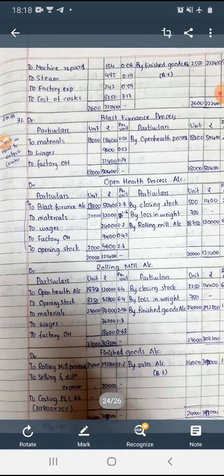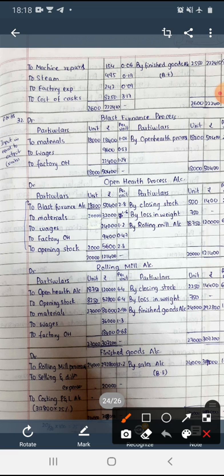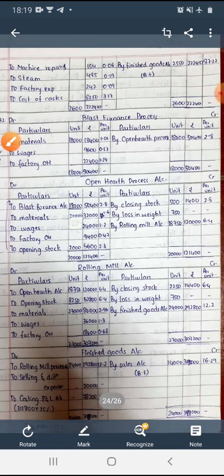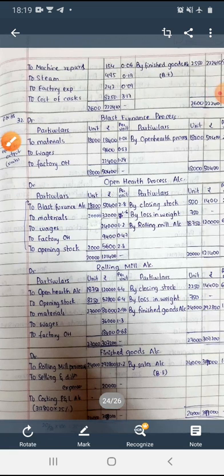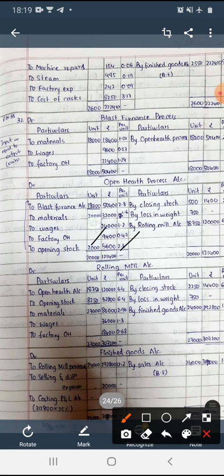Under the open earth process account, first write the opening stock. The opening stock is 2,000 units. There is no amount given for the opening stock. Since the amount was transferred, how much is the per unit here? The per unit is 2.8. So the same per unit you have to take for the opening stock: 5,600. Then after the opening stock, you have to transfer from the first process, that is the blast furnace account: 18,000 units, 50,400, at 2.8.